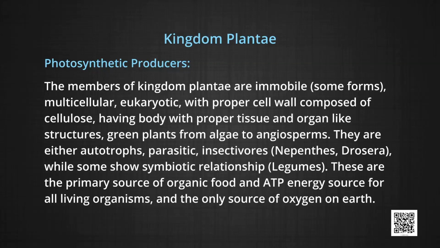The members of Kingdom Plantae are immobile, some forms multicellular, eukaryotic with a proper cell wall composed of cellulose, having a body with proper tissue and organ-like structures. Green plants from algae to angiosperms. They are either autotrophs, parasites, insectivorous like Nepenthes, Drosera, etc., while some show symbiotic relationship like legumes.